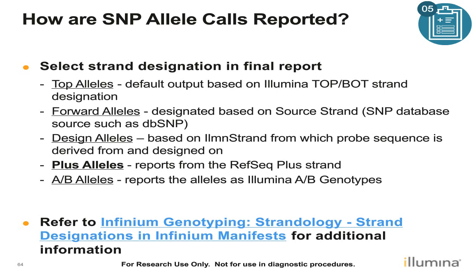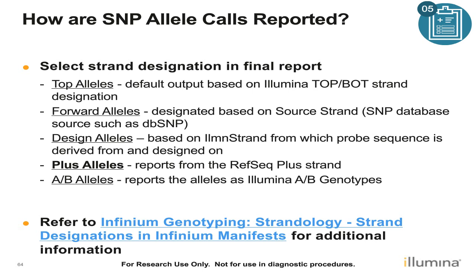As I mentioned, there are several options to export the allele information. You can select the strand designation in your final report. The default output is the top alleles, and this is based on the Illumina top bot strand designation. Another option is the forward alleles, and this is based on the source strand, for example, a SNP database source such as dbSNP.